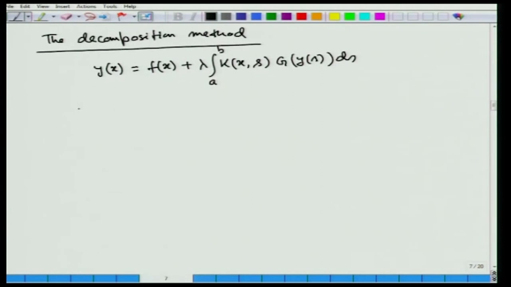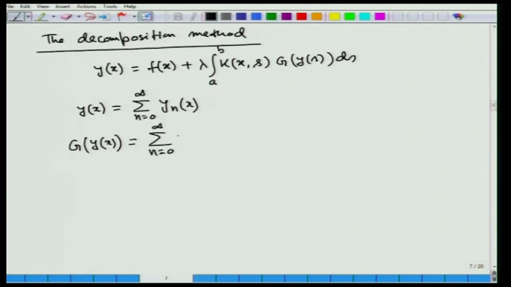First of all, we can assume the form of y(x) as the sum over n running from 0 to infinity of y_n(x). And the Adomian decomposition method says we have to assume a form for g(y(x)) also, where g(y(x)) is assumed to be the summation, n running from 0 to infinity, of b_n(x).